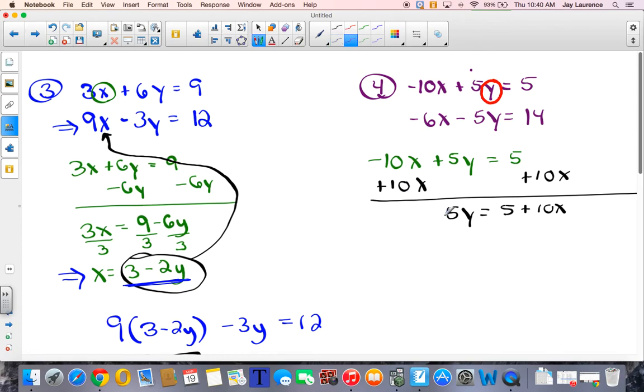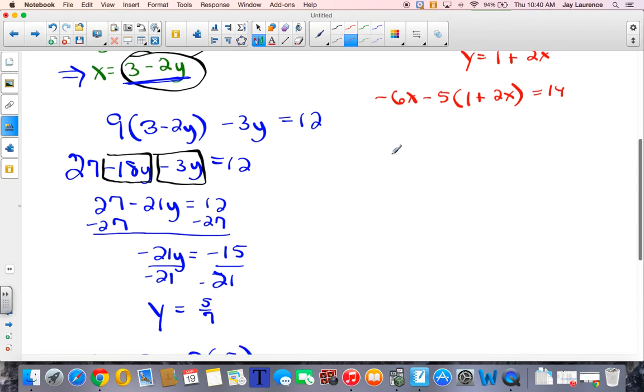And then we're going to divide by 5. In all three places, right, we have to distribute. And so then y is going to equal 1 plus 2x. All right, now that I know what y equals, I'm going to substitute it into the other equation. So I write down negative 6x minus 5 times the quantity of y, which is 1 plus 2x. That's got to equal 14.